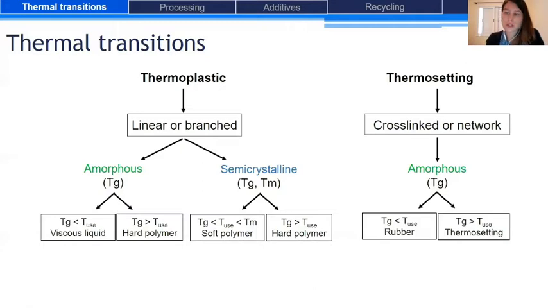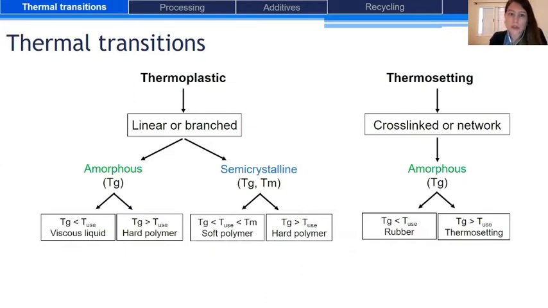So the thermal transitions are very important because they define the range of temperature at which we can use these polymers, and also the properties of the polymers depending on the temperature. So first, for the thermoplastics, if we have an amorphous thermoplastic, we will only have a glass transition temperature. And if we use this polymer above the TG, we will have a viscous material, viscous liquid, whereas if we use it below the TG, we will have a hard and more brittle polymer.